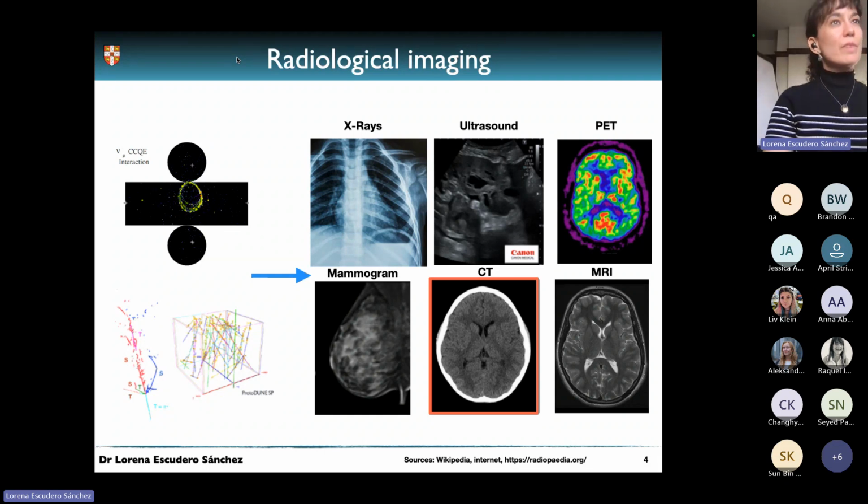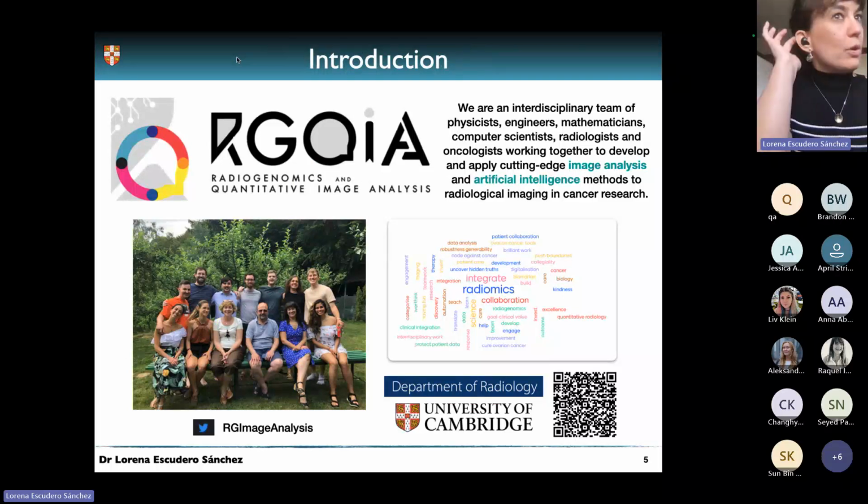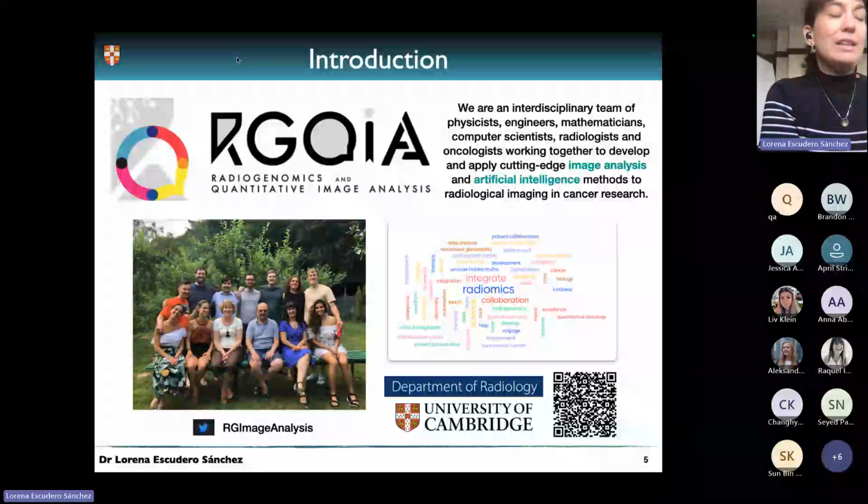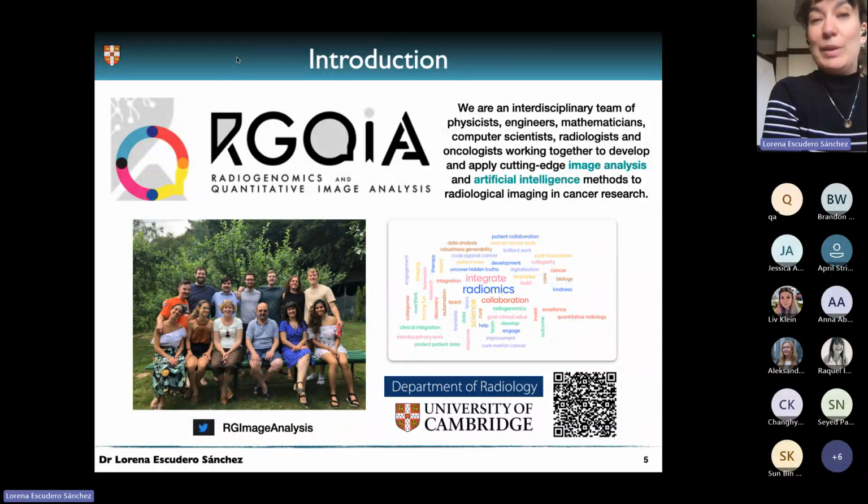And I do this work as part of the Radiogenomics and Quantitative Image Analysis group here in Cambridge. Here you have a picture of us, very smiley, because we were on a summer retreat somewhere sunnier than Cambridge. So we were all very happy. And you have also the link to our Twitter if you want to follow our research, and our website, which at the moment is under maintenance. So I promise you that we exist, even if the website at the moment is down.